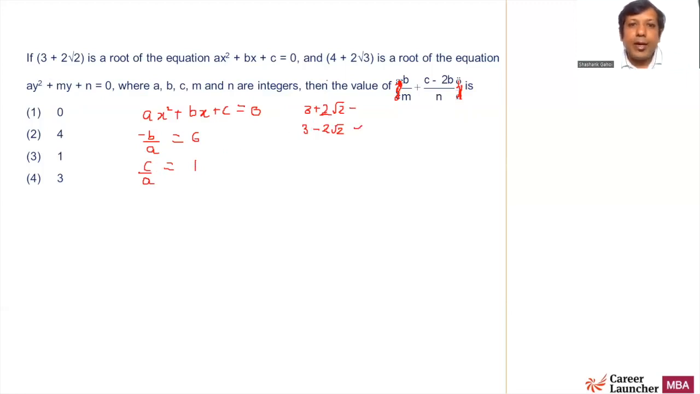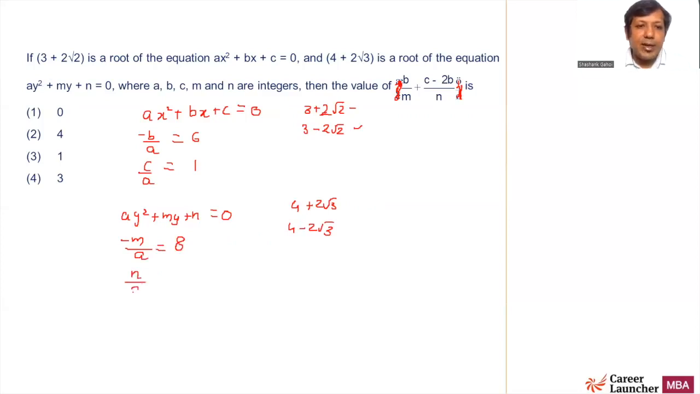Now I have another equation, that is ay square plus my plus n equal to 0. Now one of the roots is 4 plus 2 root 3. So similarly, I can say the second root is going to be 4 minus 2 root 3, because irrational roots are conjugate. Now what is the sum of roots? That's minus m upon a, and this comes out to be 8. And the product of roots, that's n upon a, is 16 minus 2 root 3 square, which is 12. So this value comes out to be 4.